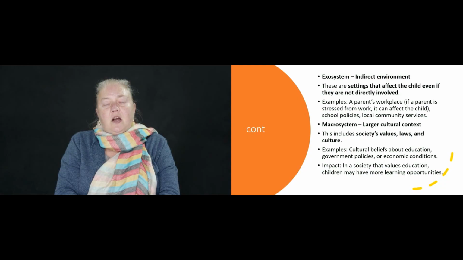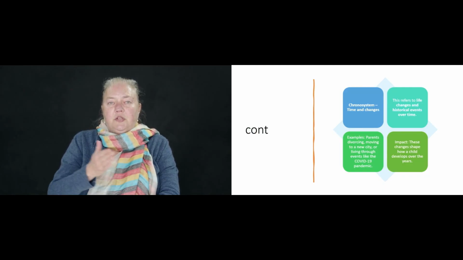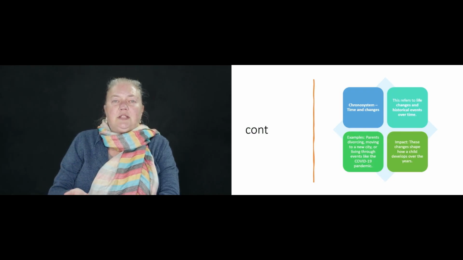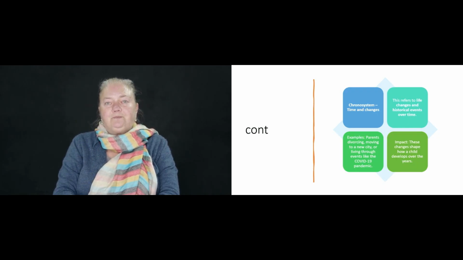The macrosystem is the larger cultural context. This includes society's values, laws, and culture. So, for example, cultural beliefs about education or religious beliefs about God will impact on the child in their lived experience in school. The chronosystem refers to time, and children change over time. I don't need to tell you that. From going from an infant to an adult, there is a qualitative and a quantitative change. The child develops more knowledge quantitatively, but also their brain shifts.